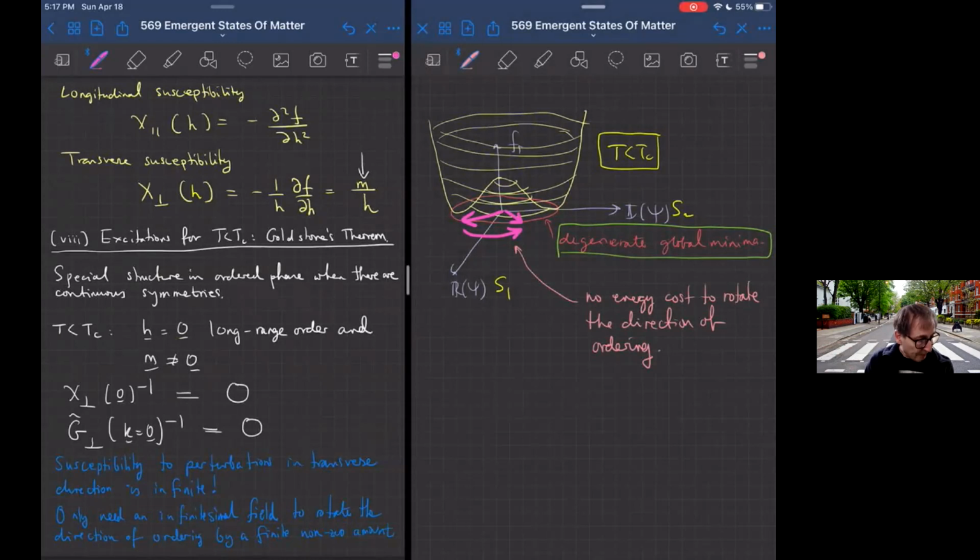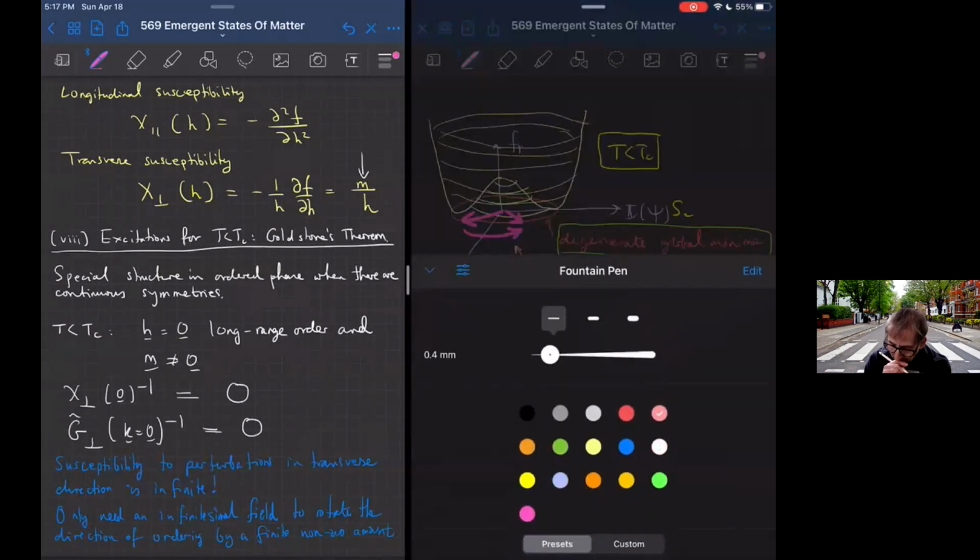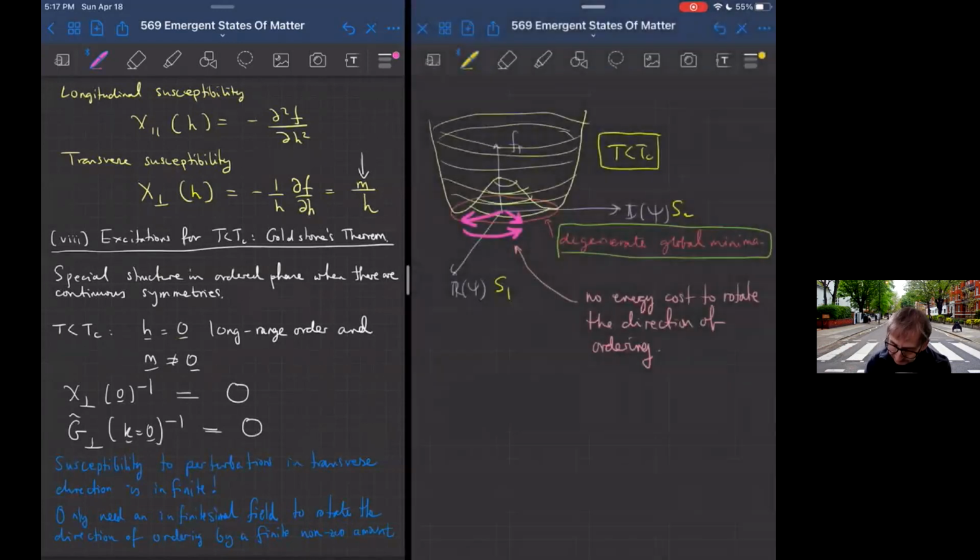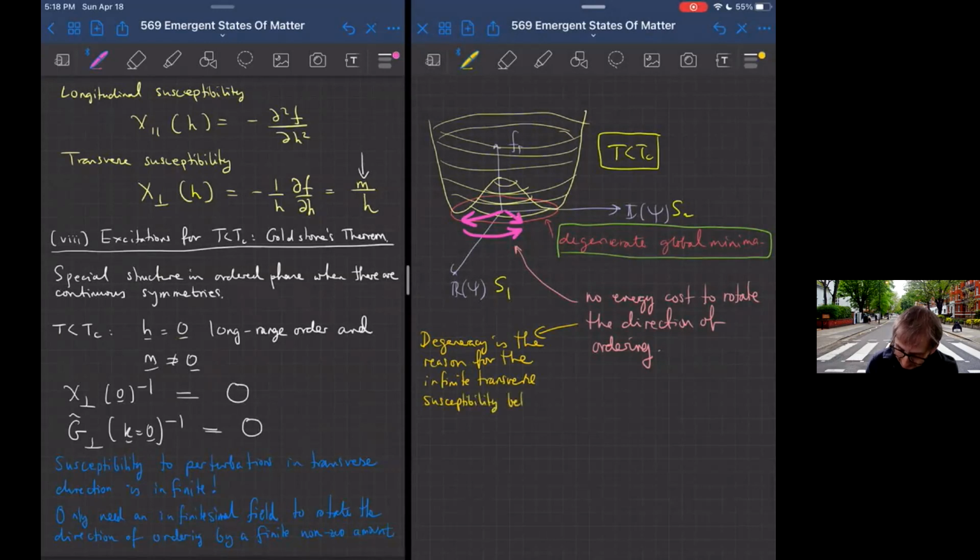So this degeneracy is the reason for the infinite transverse susceptibility below Tc. Okay, so you could say, great.